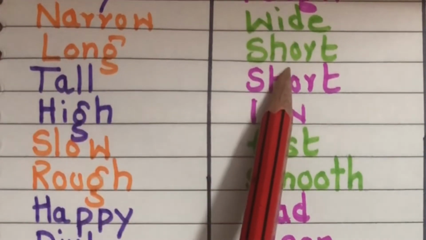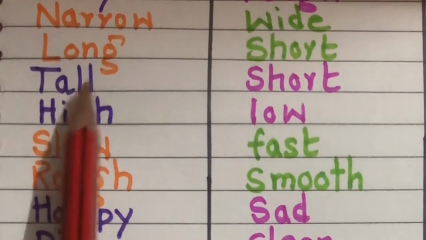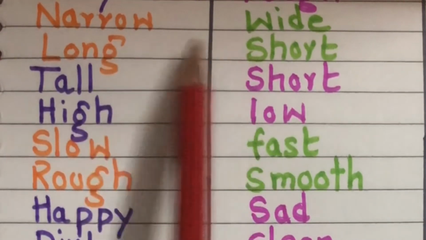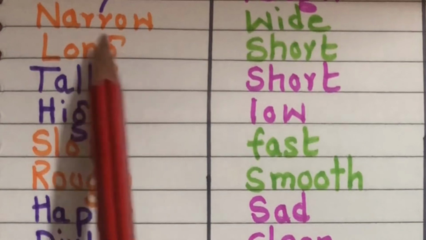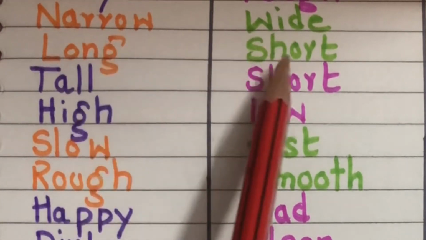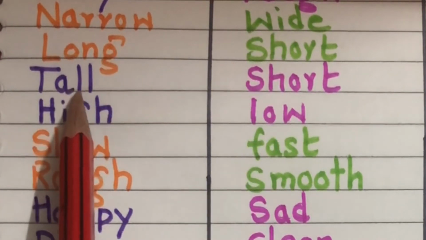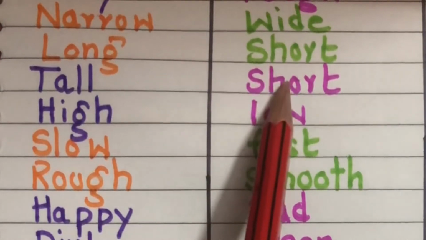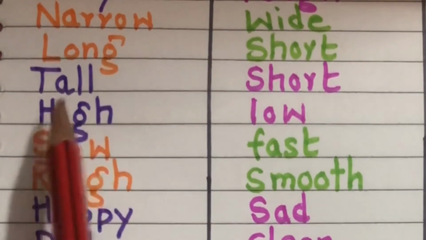Long, short, tall, short. Now in these two sets of opposite words, the opposite of long is short and the opposite of tall is also short. So short is the opposite of both long and tall.